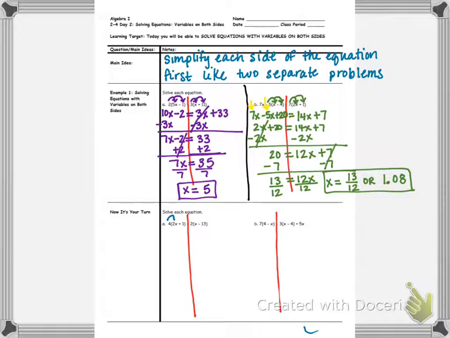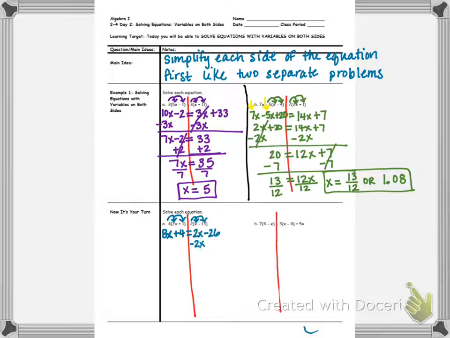Looking at the left, we have 4 times 2x, 4 times positive 1. That is 8x, and that is plus 4. Okay? Then I have 2 times x, 2 times negative 13. That is 2x, 2 times negative 13, negative 26. I look on my left. Do I have any like terms to combine now? No. Look on my right. Any like terms to combine? No. So now I can just move my variables to one side and solve my two-step equation.